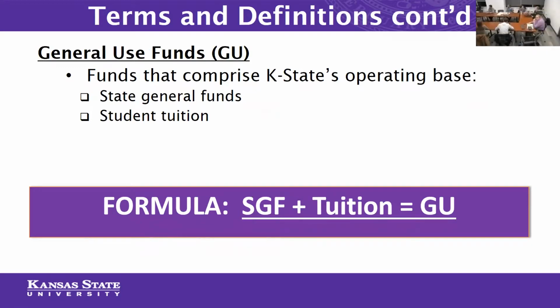The main focus of my office is tracking, and in this year, pulling back, general use funds. These are what we consider our sources of revenue that comprise our base operating expenditures. The formula is that SGF plus tuition is equal to GU. And those are the most flexible dollars that we have available to us to operate the university at this point.